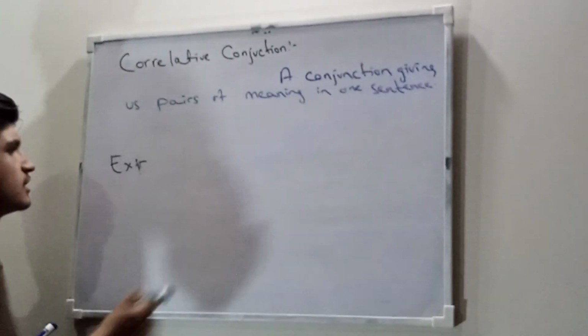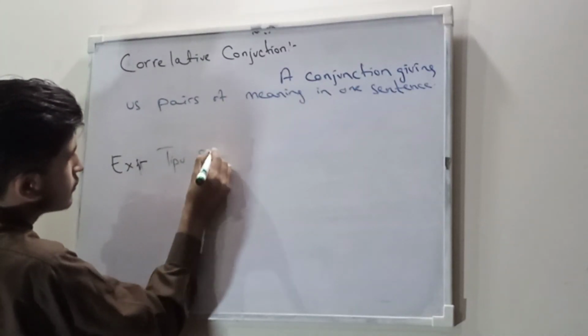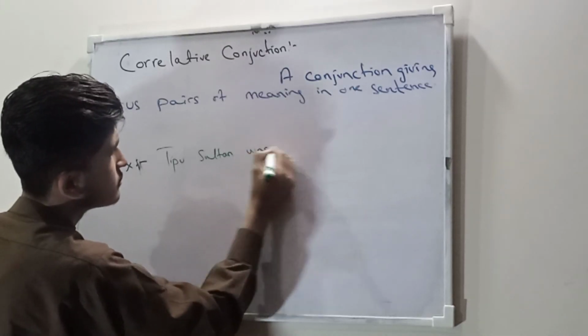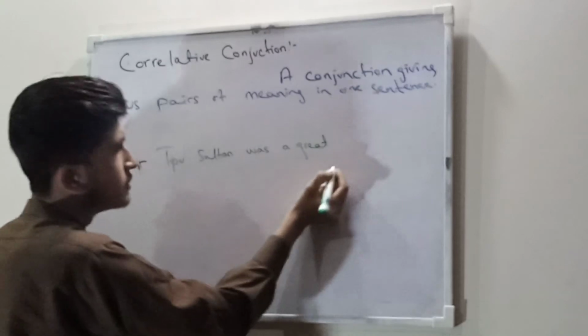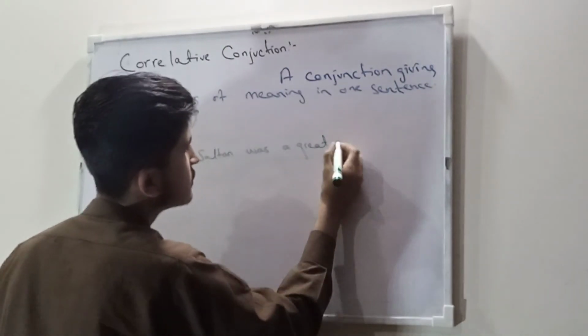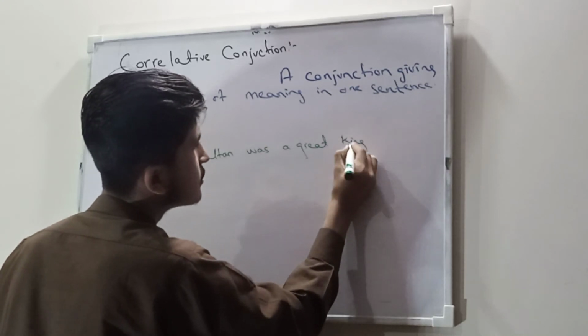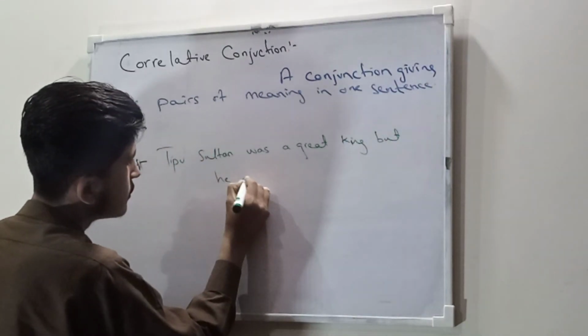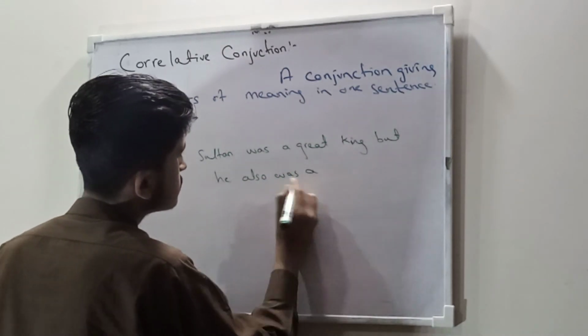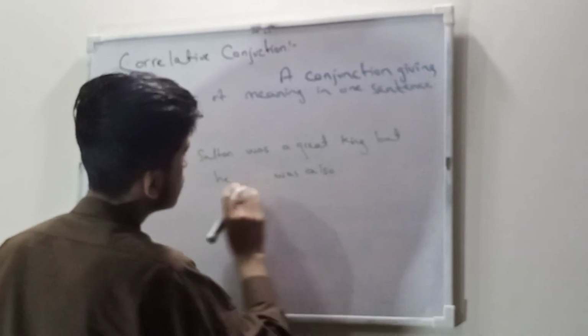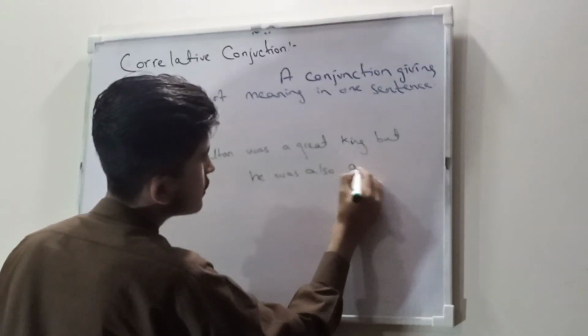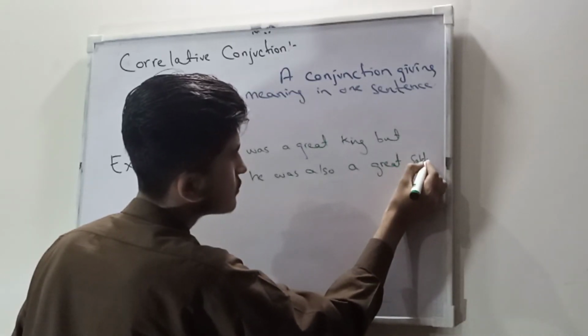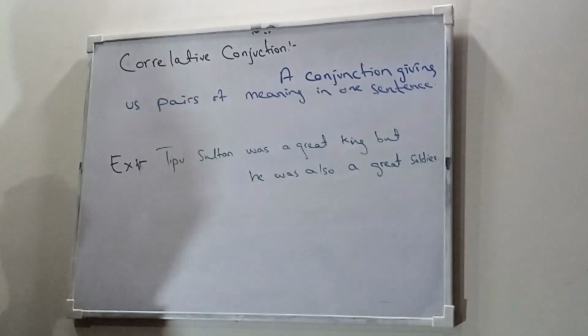If I give you an example of correlative conjunction, I will write that Tipu Sultan was a great king, but he also was a great soldier. Now here you can see that this 'but' is working as a conjunction.